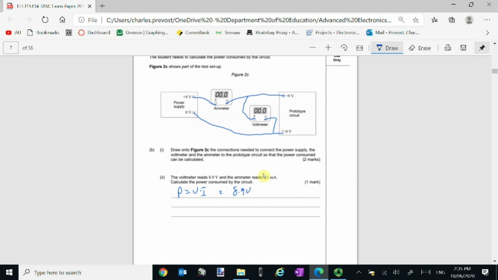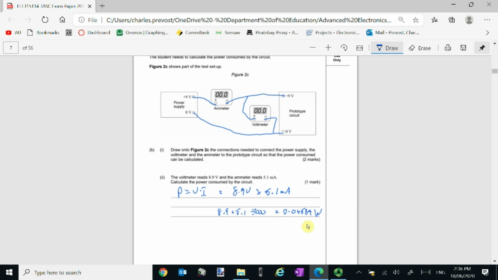8.9 volts times 5.1 milliamps, which is really 5.1 divided by 1,000. So 8.9 times 5.1 divided by 1,000 is equal to, using the calculator, 0.04539, and that will be in watts, which I'm just going to use 3 significant figures.